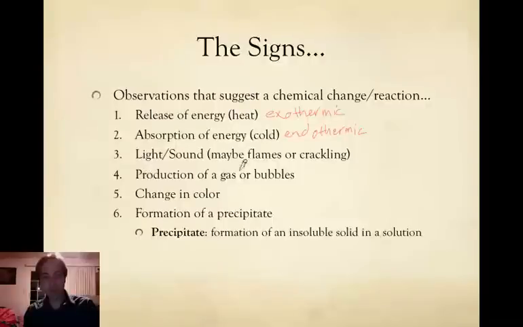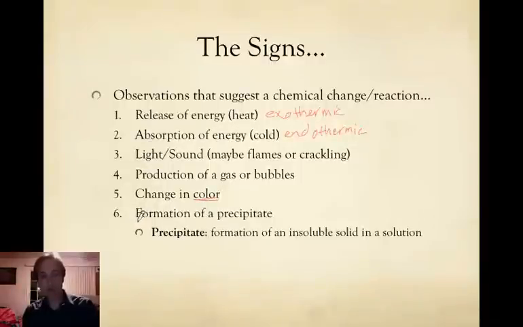Number 4, production of a gas or bubbles. If we mix two liquids and all of a sudden it starts bubbling and releasing hydrogen gas or carbon dioxide or something like that, good sign that you've had a chemical change because you're producing a substance that wasn't there before, a gas or bubbles. 5th option is it could change color. Maybe you have a clear liquid, you add some powder to it, and maybe the powder is like white, but when the white powder hits the clear liquid, all of a sudden it turns, say, red, something like that. So it would change in color.